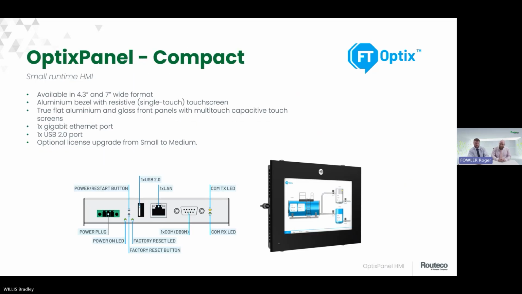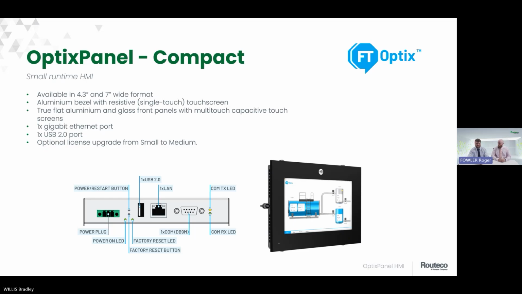Yeah, so you might traditionally think of a solution like this as a HMI, and certainly you can use it as a HMI. There are two families at the moment which you can deploy your projects to and use at a local HMI level. There is the Optix Panel Compact and the Optix Panel Standard. Firstly, the Compact, it just comes in two sizes, the 4-inch and the 7-inch, with two configurations, either a single touch resistive screen with an aluminium bezel, or a true flat aluminium and glass front panel, which is a capacitive multi-touch, much like your mobile phones.